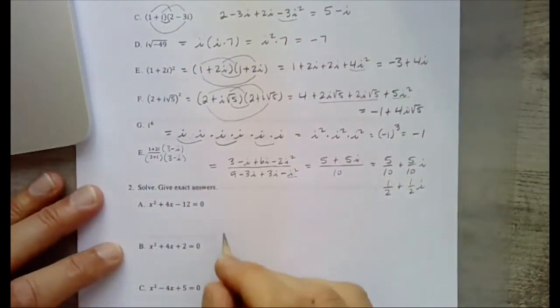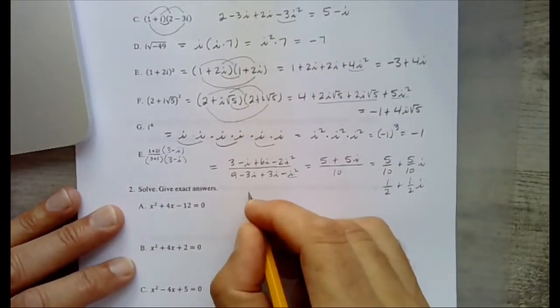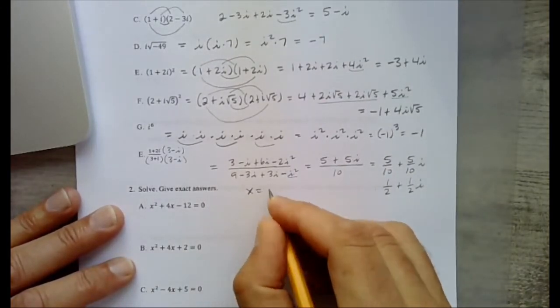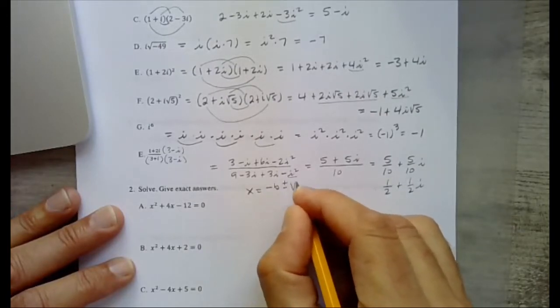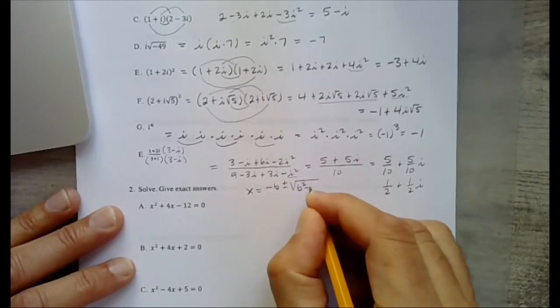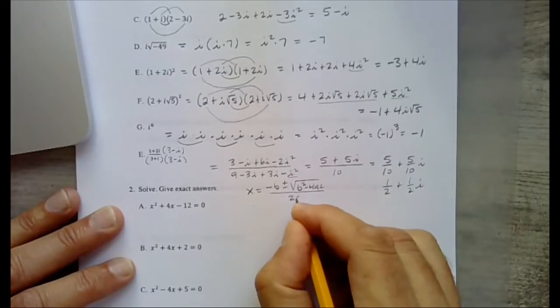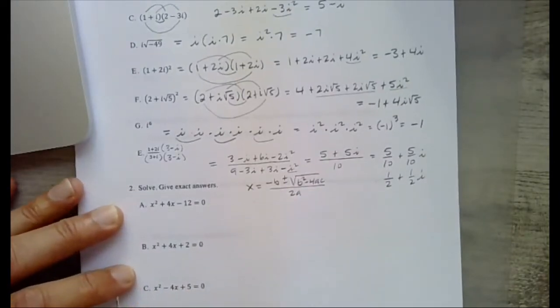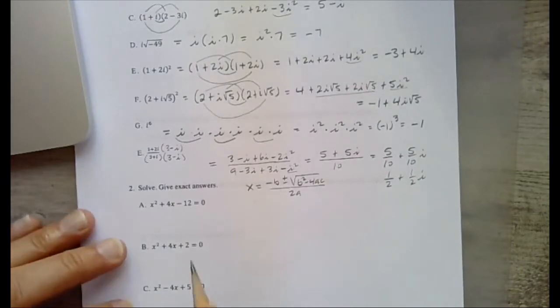Okay, one of the things that you should definitely have written down on your formula sheet is the quadratic formula. And the quadratic formula says that x will be equal to negative b plus or minus the square root of b squared minus 4ac, all divided by 2a. Okay, now we could solve some of these by factoring, and some of them I don't think we can factor.